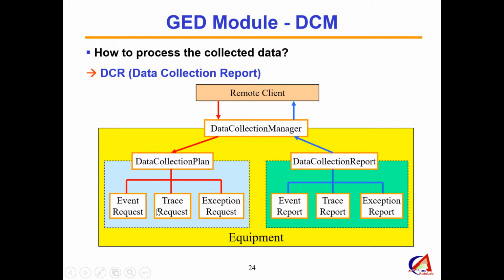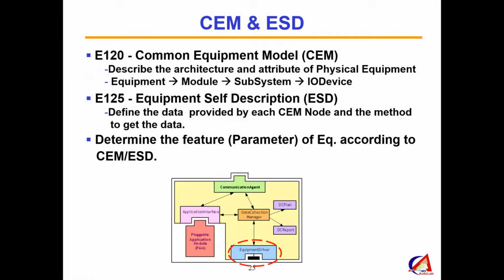We have three kinds of data: event, trace, and exception. So after defining those three kinds of data, I put it into DCP, and then the remote client will send the data collection plan to the data collection manager. Then the data collection manager will prepare the data collection report according to this data collection plan. After finishing collecting the data, the DC report will be sent through the data collection manager back to the remote client. Right? So this is the scenario.